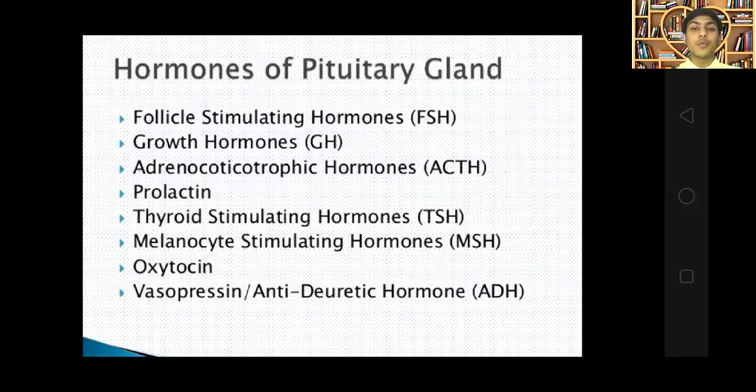Next, there are some hormones of the pituitary gland which are FSH, follicle stimulating hormone, GH, growth hormone, ACTH, adrenocorticotropic hormone, TSH, thyroid stimulating hormone, MSH, melanocyte stimulating hormone, and ADH, also called vasopressin, or antidiuretic hormone.